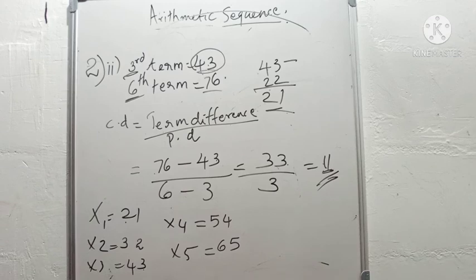Okay children, so today we learned one important property of arithmetic sequence, that the common difference is always term difference by position difference. And one more thing, the term differences are always multiples of the common difference. This is an important thing, and you have to learn this.